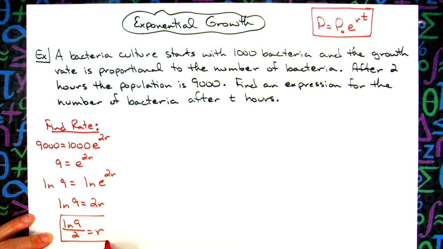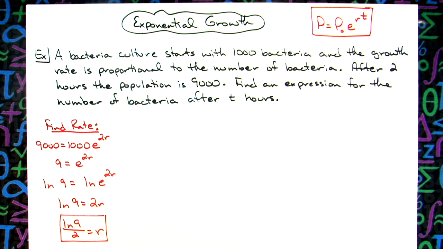And I'm not going to turn that into a decimal. All right, we don't want to round in the middle of the problem. This would be a decimal that would go on, and so we don't want to round that and then use it in this expression. That is the exact answer for my rate.